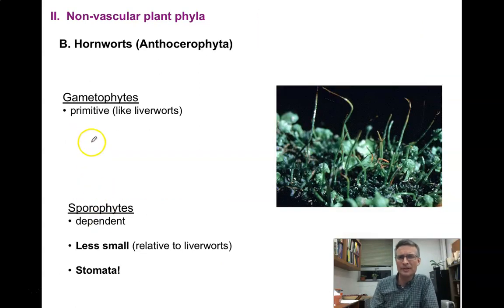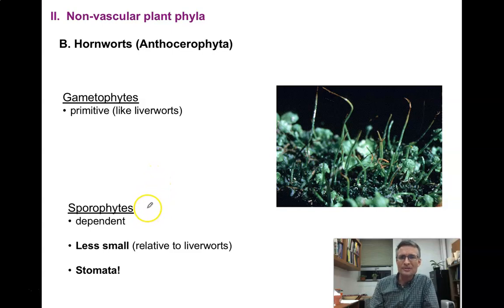Our second group of non-vascular plants are the Anthocerophyta, or hornworts. All right, so Anthocero, as you might guess, means horn. And their gametophytes are primitive, somewhat like the gametophytes of liverworts, and so they tend to be flat. You can see in this picture they're not very tall at all. They're fairly flat, and so they can absorb basically what they need directly into their cells from the ground.